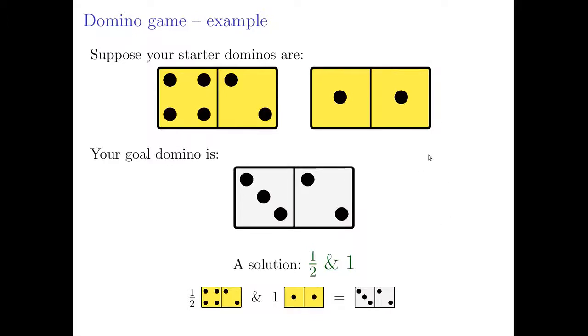I'm going to change up the starter dominoes here just to use this example. If I give you 4-2 and 1-1 as your two starter dominoes, and I say I want you to try to make 3-2, one way to do this is to take half of the first domino.